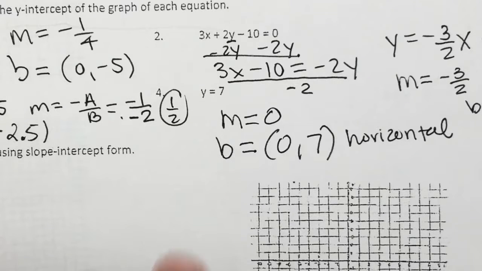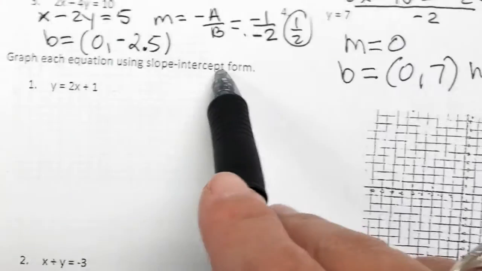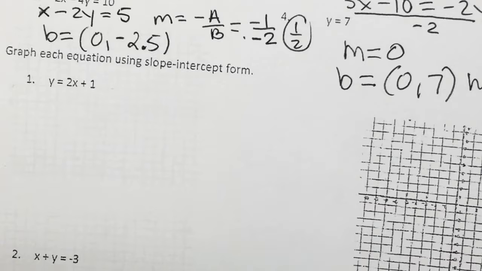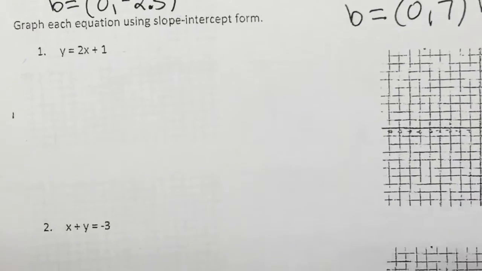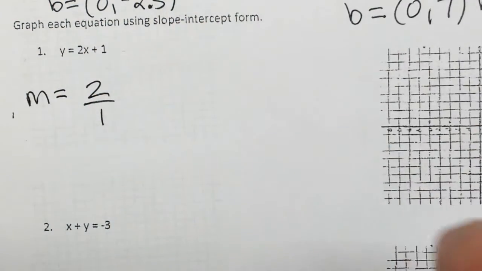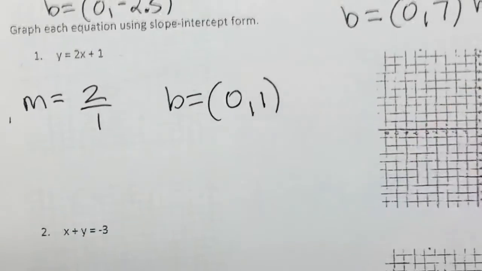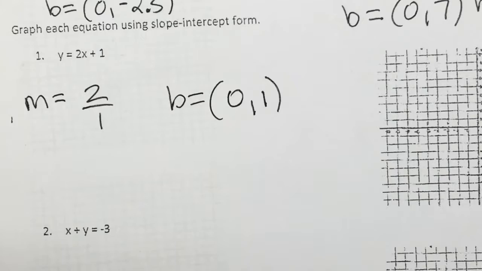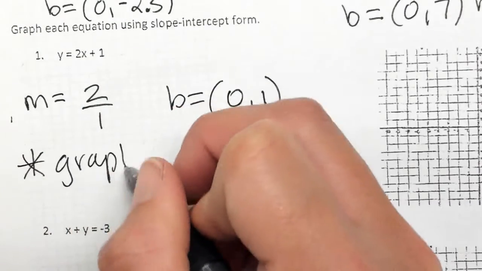Alright, so for 1 through 6, I know it says graph using slope-intercept form, but if y'all want to leave it in standard form and find the slope and y-intercept, that way you can. Let's do 1 and 2 together, then you're going to do some on your own. What type of form is number 1 in? So tell me the slope. Let's write it as 2 over 1. And what's my y-intercept? What do you have to graph first? Your slope or your y-intercept? Good. Always graph B first. If you didn't know that, just write graph B first.